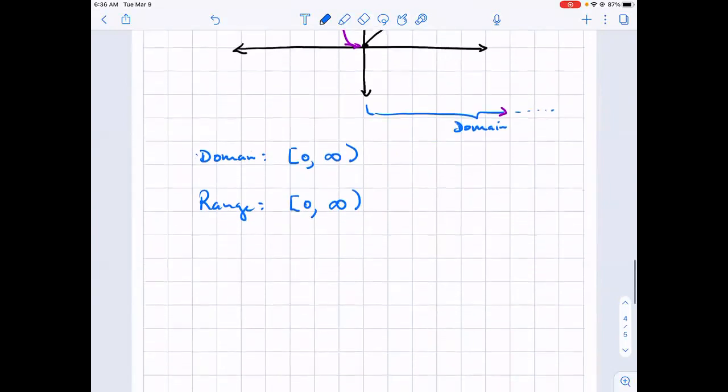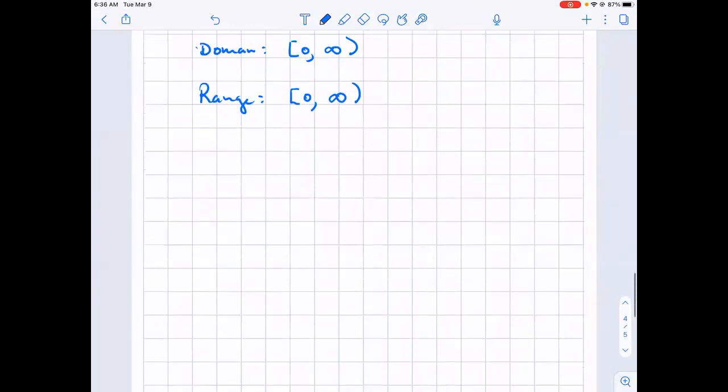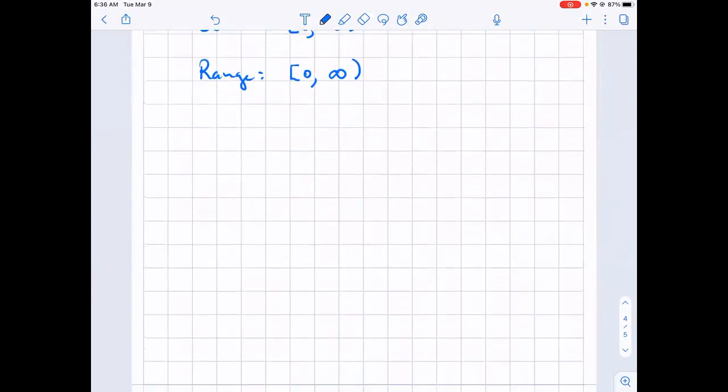Now, how do we know if a graph represents a function? Because not all graphs are functions. In one of my videos, I showed you that to be a function, for every input, you should only have one output. So let's look at that now. We'll now look at the vertical line test.